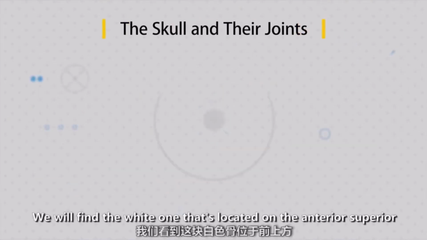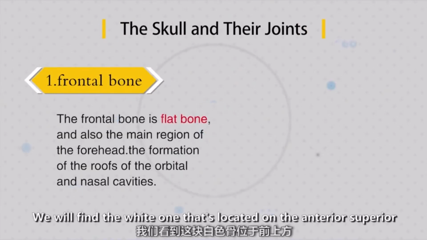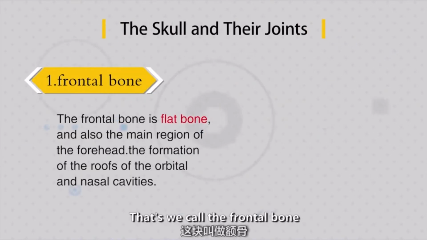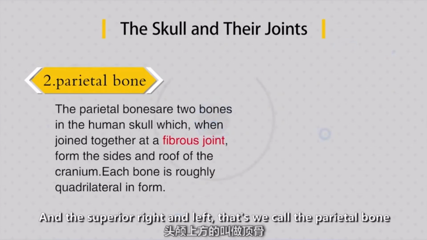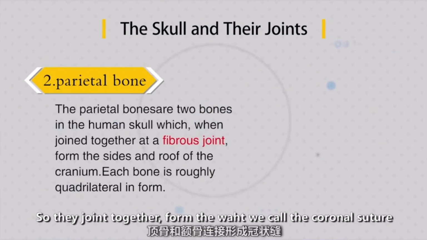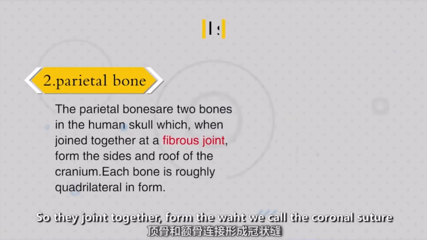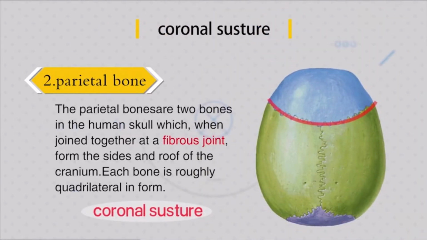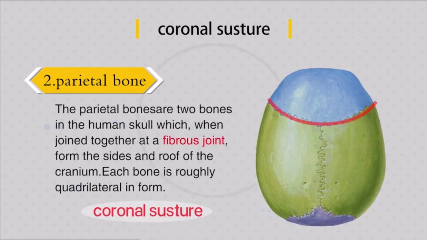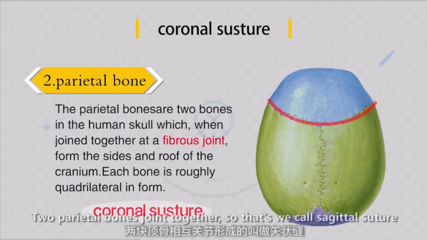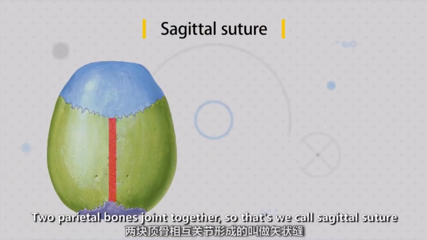We will find the white one that's located on the anterior superior. That's what we call the frontal bone. And on the superior right and left, that's what we call the parietal bone. They join together to form what we call the coronal suture. The coronal suture is a fibrous joint. Two parietal bones joined together form the sagittal suture.